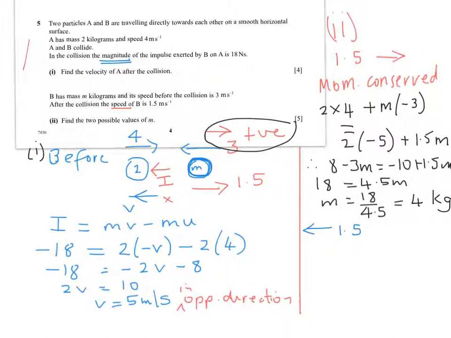So again, the initial momentum will be the same, so we can use what we had up here. So we're going to get 8 minus 3m, that was the initial, and the final momentum then will be 2 times -5, so that's still the -10, but B's momentum afterwards will be different, so it's going to be minus 1.5. The 1.5 is going in the negative direction, so minus 1.5 times m.